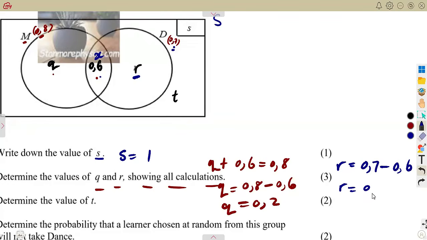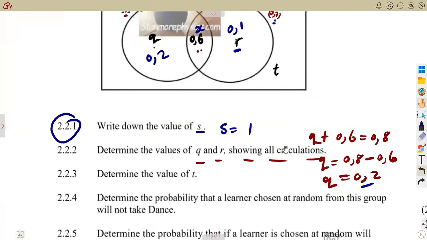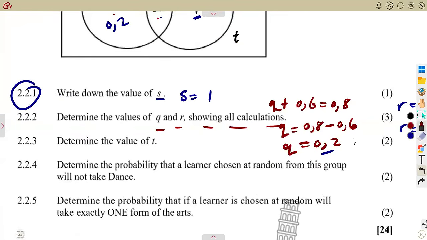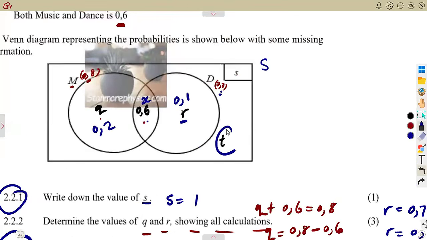So that was going to give us 0.1. Meaning to say, we have got the Q, which is 0.2. We have got the R in this case, which is 0.1. So that was what we were supposed to have done. And from this question, determine the value of T. So now you can determine what is in T.